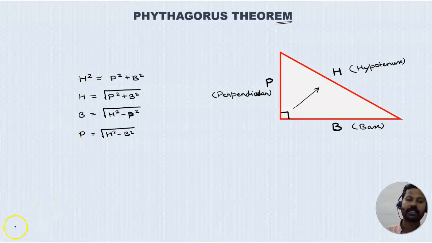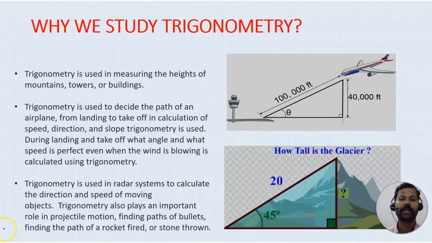Okay, so let's come to today's topic, that is trigonometry. So the first question arises, why are we learning this chapter? What is the need to study trigonometry? Trigonometry is used in measuring the height of a mountain, tower or building. Using the knowledge of trigonometry, we can easily calculate the height of any mountain, tower or building.